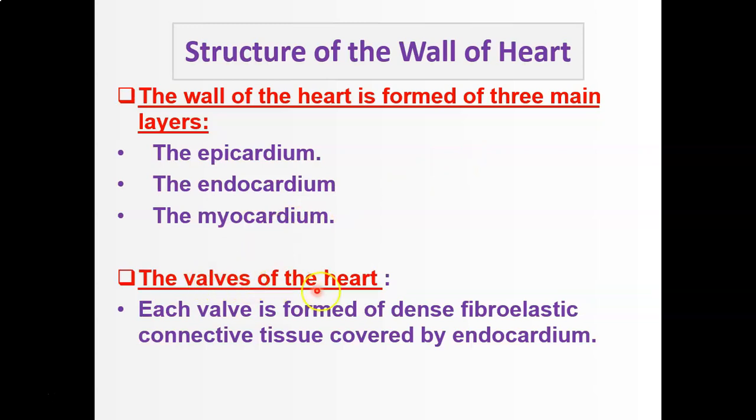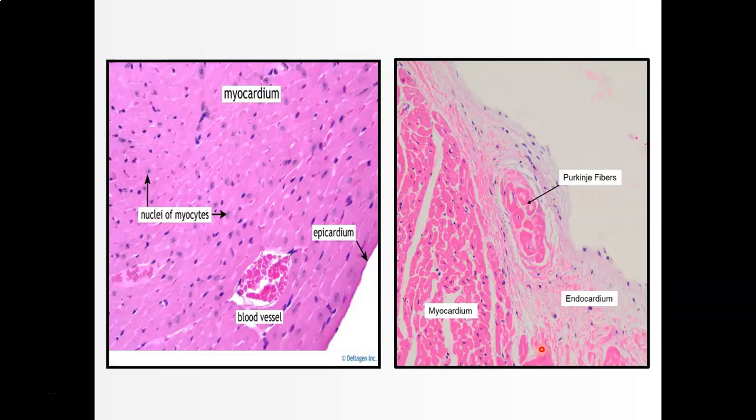What about the valves of the heart? The valves of the heart separate between atria and ventricles, or between the ventricles and the aorta and pulmonary trunk. The valve is formed of dense fibroelastic connective tissue covered by endocardium. Don't forget that endocardium is formed of simple squamous epithelium.